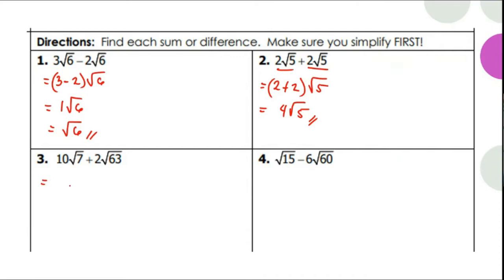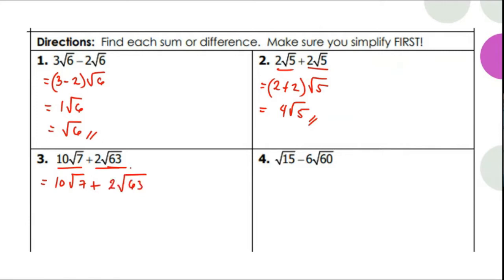So with number 3, that is 10 square root of 7 plus 2 square root of 63. In this case, 10 square root of 7 and 2 square root of 63 are not similar. So we need first to simplify square root of 63, and later we will evaluate if it is similar with 10 square root of 7. So 2 square root of 63 will be simplified.